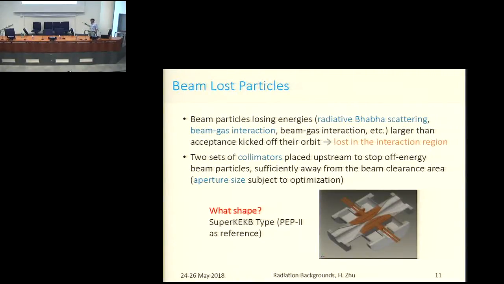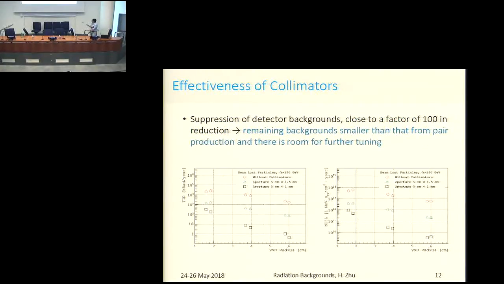As already described in Sa's presentation, two sets of collimators are placed upstream to try to stop some of the off-energy particles. They have to be sufficiently far from the beam clearance area, which means the aperture sizes are subject to optimization. This is the effectiveness of the collimators. We have two designs with a larger and a smaller aperture radius. If we use an aperture radius of 1 millimeter by 1 millimeter, we can suppress the background by two orders of magnitude. So definitely we need those collimators. The good thing is that with those collimator designs, we can get the remaining backgrounds even smaller than what we saw for the pair production. So definitely we need them.